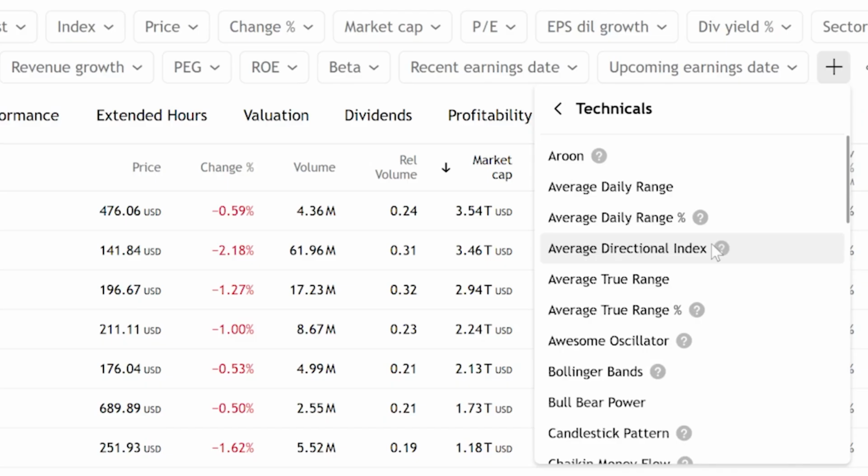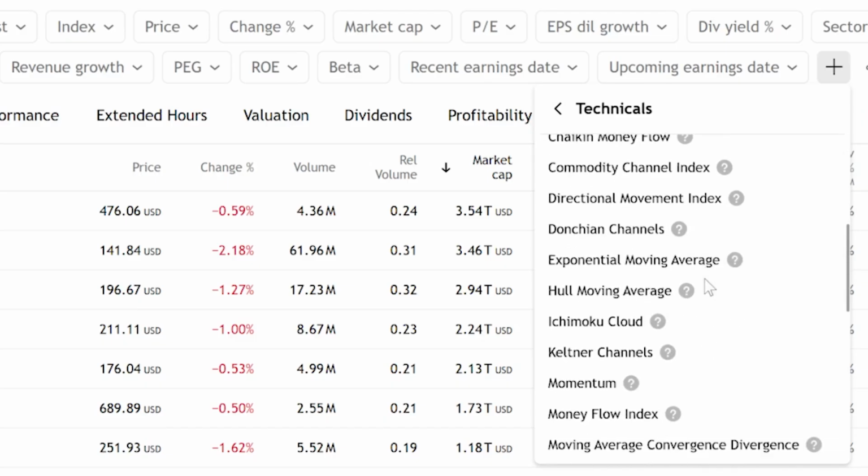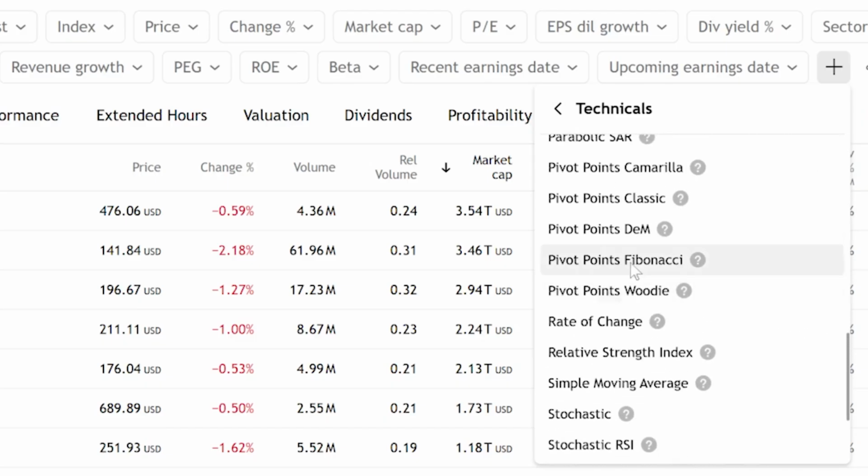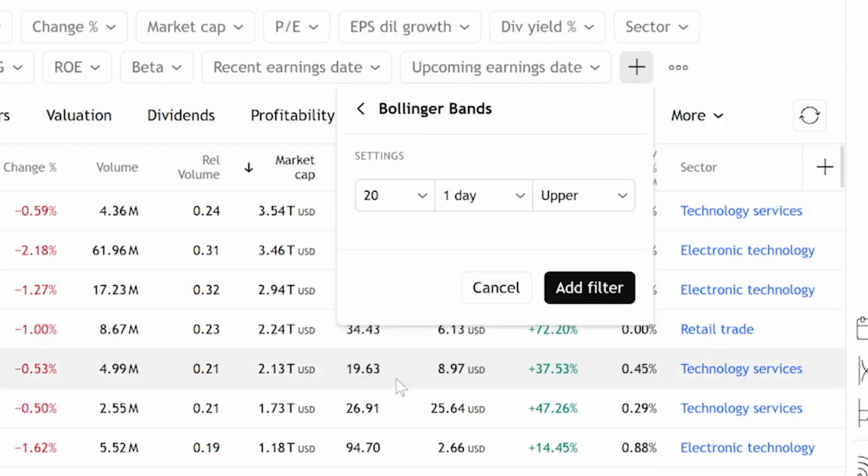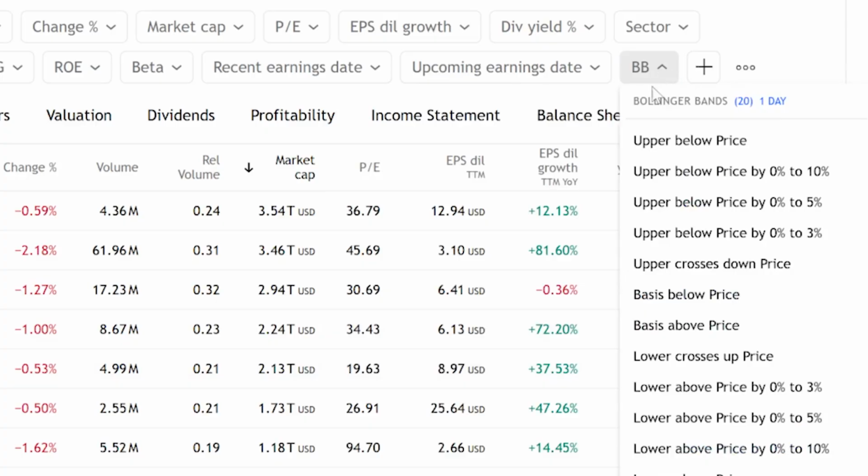TradingView, since it's mainly a charting platform, has a ton of technical indicators that you can use. I really like these because they do a great job of giving you many ways to filter. So here I've added Bollinger Bands. You can see I'm looking at the upper band, and you can change the time frame. You can change the average that's used to calculate it. You can look at how the price is situated relative to those upper and lower bands.